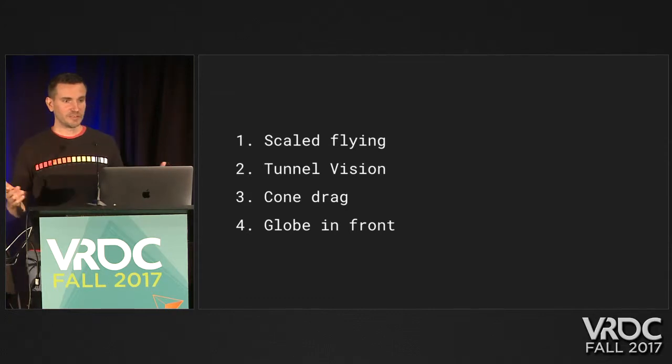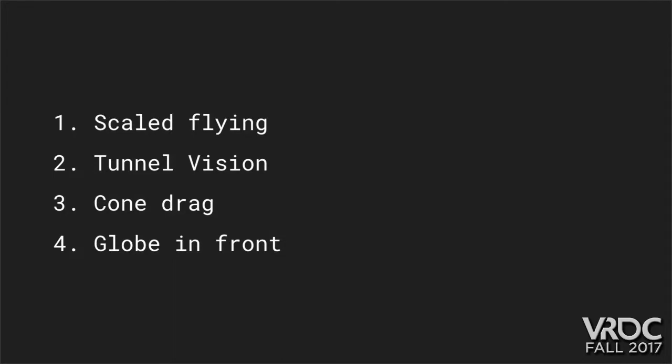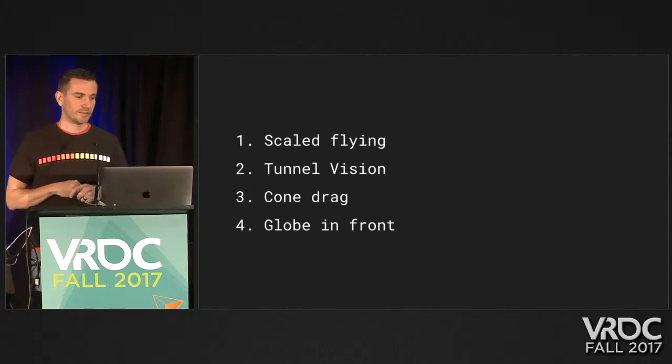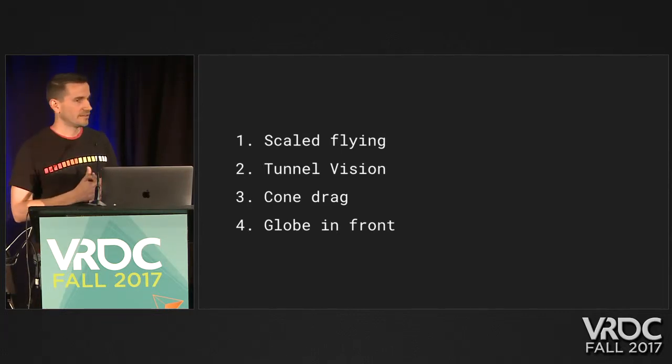So I just shared a bunch of things, but if you're going to take 4 things away, we felt like scaled flying worked the best. Scaling meaning scaling the user, keeping their feet on the ground, and smooth movement. But that only worked really well if you couple that with tunnel vision. About 5% of our users can turn tunnel vision off and not feel sick, but the rest need it. And if you're going to do dragging at different elevations, cone drag is the way to go. And putting the globe in front of users is really important for them to get around.